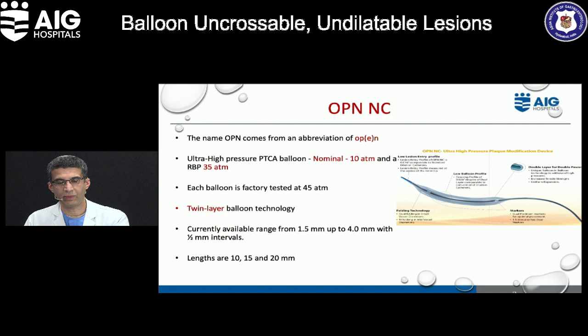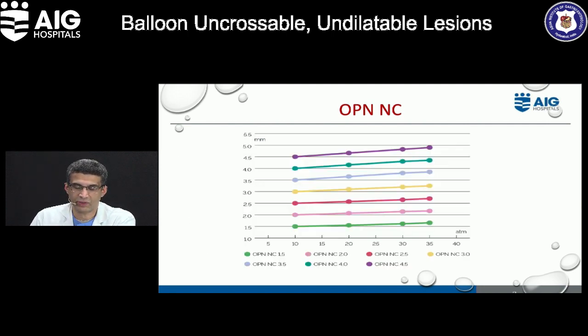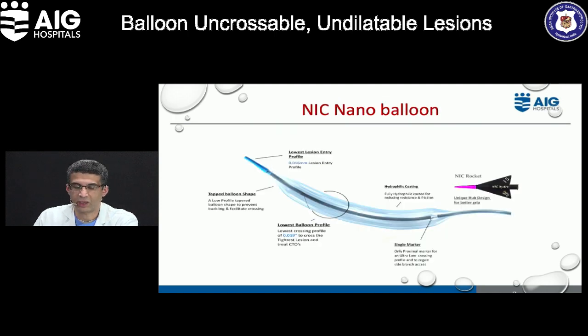Of course, the OPN balloon is the new kid on the block, and it has very high pressures. If you see, the size hardly increases even at pressures of around 35 and 40. And if you are using OPN within the stent, it's an advantage. But in a native vessel, if you are using OPN, we are still not very sure if it is safe enough to do so. The Nick Nano balloon again is a new balloon. It is something like an OPN balloon in a small size, and it significantly helps, as Dr. Bhishma will let you know in the next few talks.